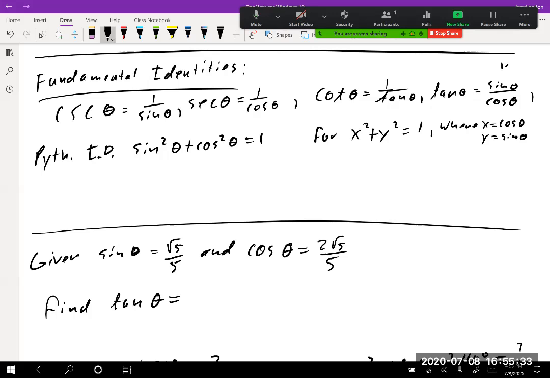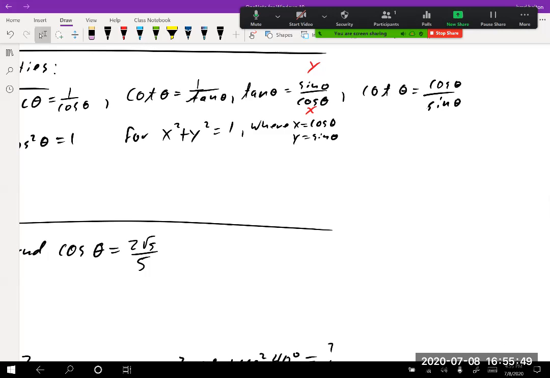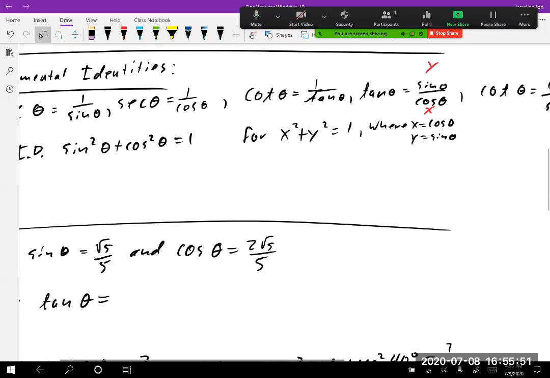Remember, it used to be y over x. Well, you can also say that y is associated with sine and cosine is associated with x, so we can do that. And that likewise means that cotangent of theta is cosine of theta over sine of theta.